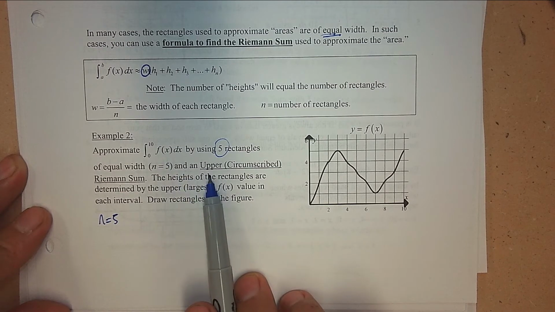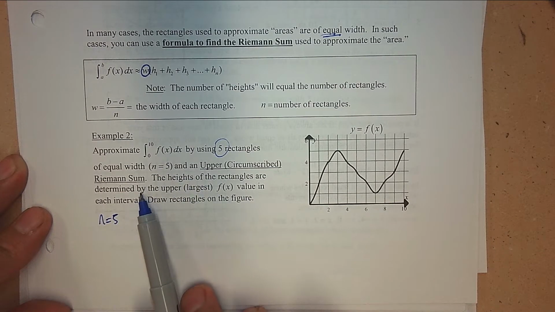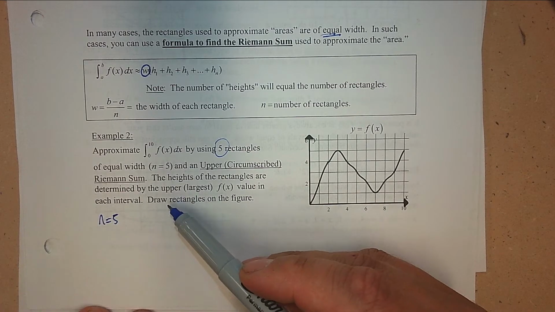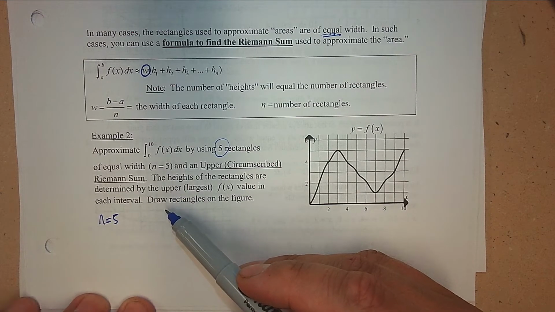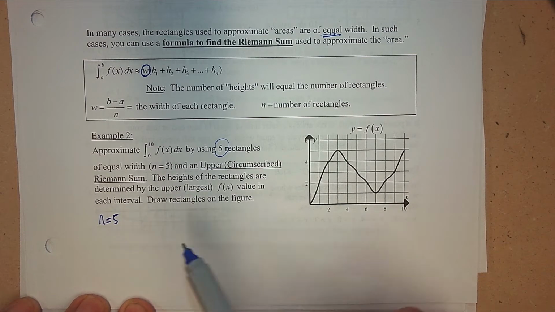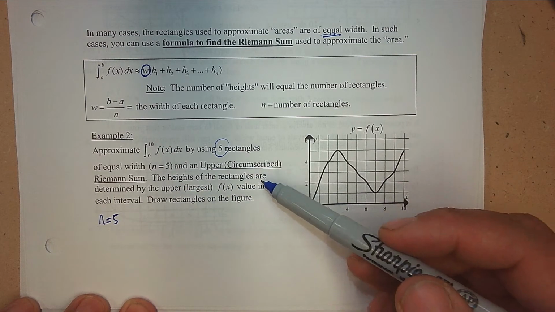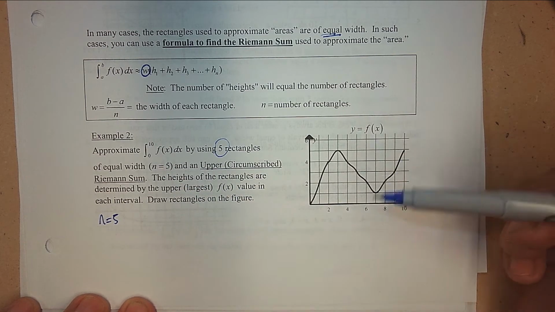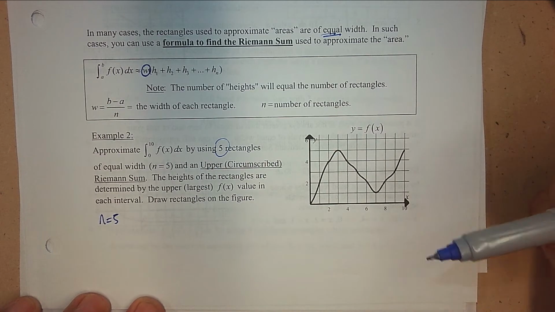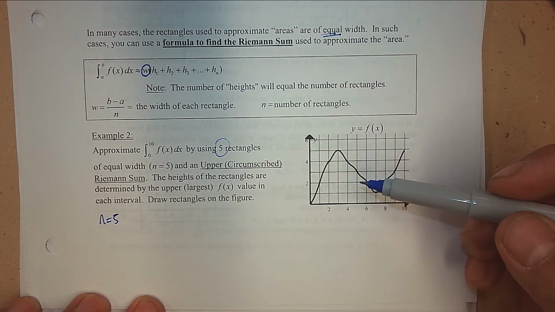And an upper Riemann sum. So the heights of the rectangles are determined by the upper or largest y value in each interval. Sometimes it's called a right Riemann sum. That means it's the upper right corner that determines the height.